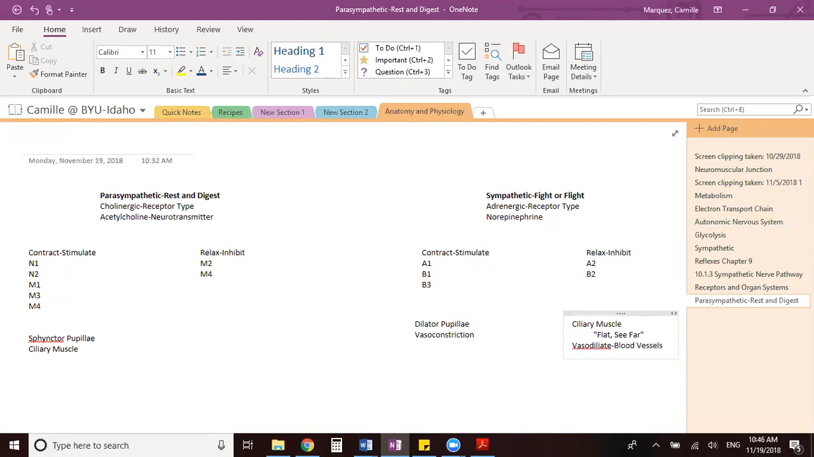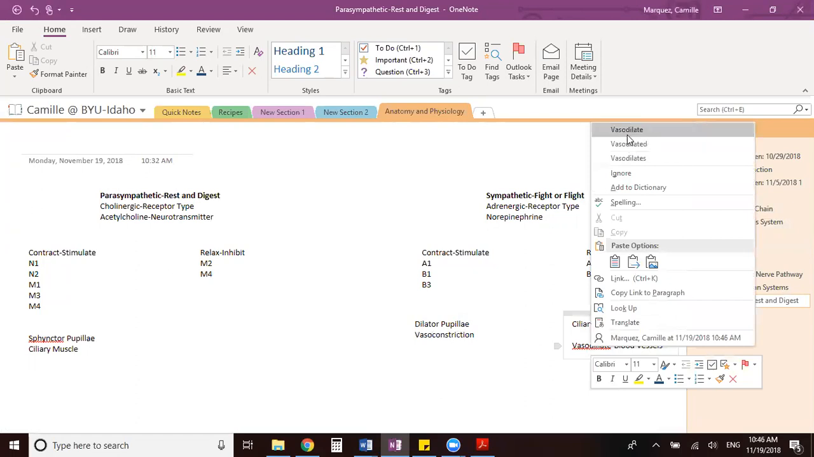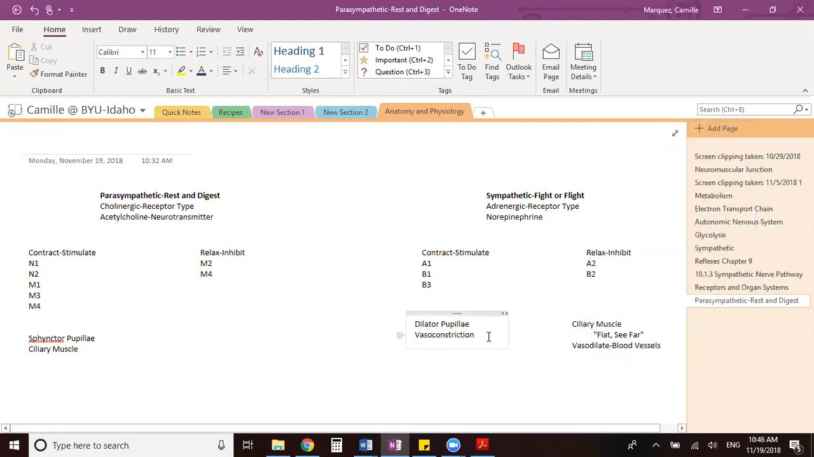So if we're talking about vasodilating, we're going to use relaxation for muscles. Whereas if we want to constrict them, we're going to use contraction ones.